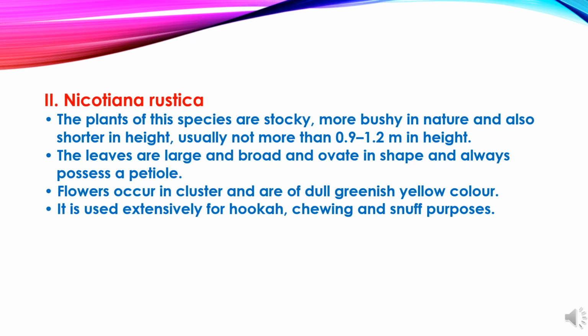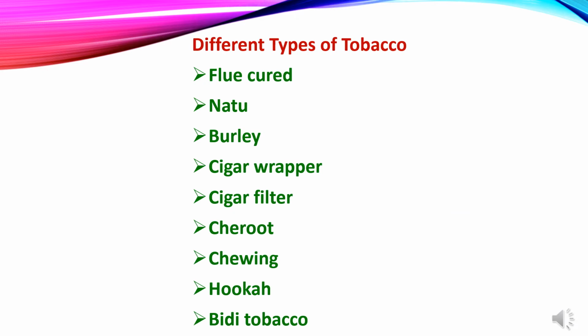Second tobacco species, Nicotiana rustica. The plants of this species are stocky, more bushy in nature and also shorter in height, usually not more than 0.9 to 1.2 meters. The leaves are large and broad and ovate in shape and always petiolate. Flowers occur in clusters and are of dull greenish yellow color, and this species is used extensively in hookah, chewing and snuff purposes. There are different types of tobacco like flue cured tobacco, nattu tobacco, burley tobacco, cigar wrapper tobacco, cigar filler tobacco, cheroot tobacco, chewing tobacco, hookah tobacco and bidi tobacco.